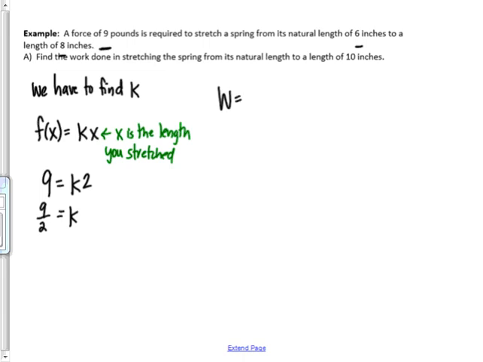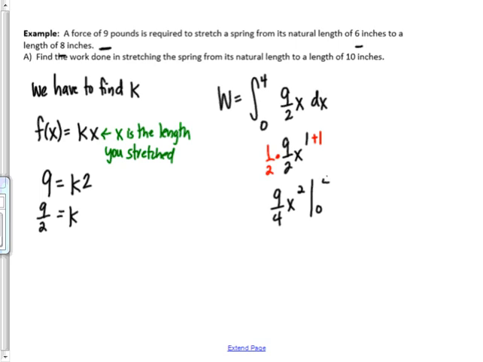So the work done would be an integral. Let's think about what we're going from and to. I want to find the work done in stretching the spring from its natural length, which was 6 inches, to a length of 10 inches. So I'm stretching it from 0 to 4, because that's how many inches I am stretching it, and we know it's kx, so 9/2 x dx. If we integrate that with the power rule, again we add 1 to it, and dividing by 2 is the same as multiplying by half. So I get 9/4 x squared from 0 to 4. I'm going to let you guys plug that in, but when I did it, I got 36 inch-pounds.